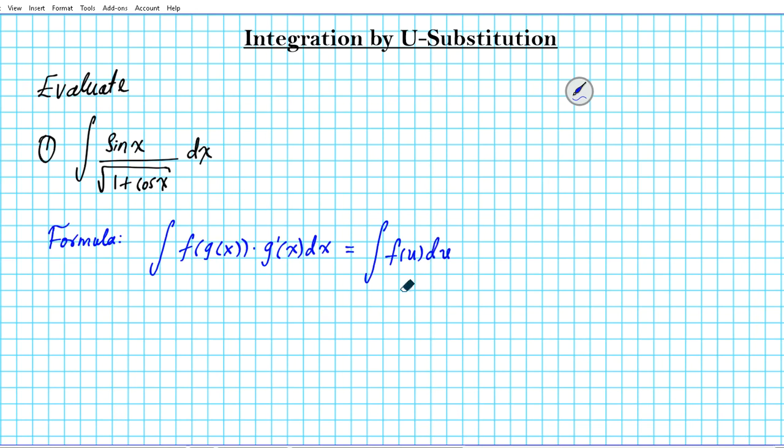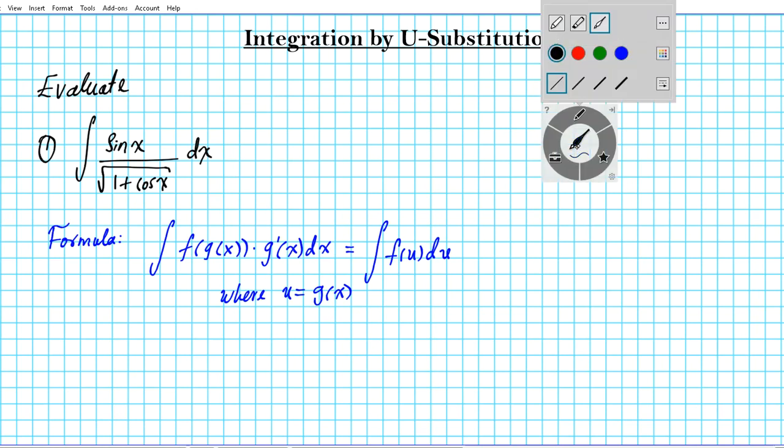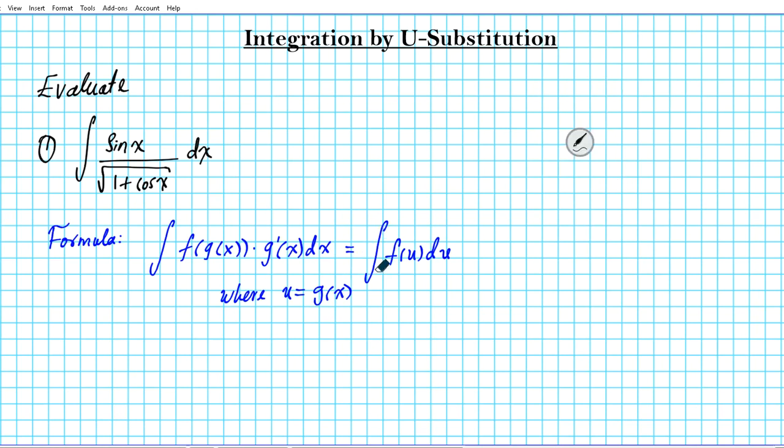Think about this as a reversal of the chain rule. This happens where u is equal to the inner function g of x. The big advantage of the U substitution method is that it enables you to rewrite complicated integrals in a simpler format that enables easy integration. So let's take a look at how this works with this example right here.